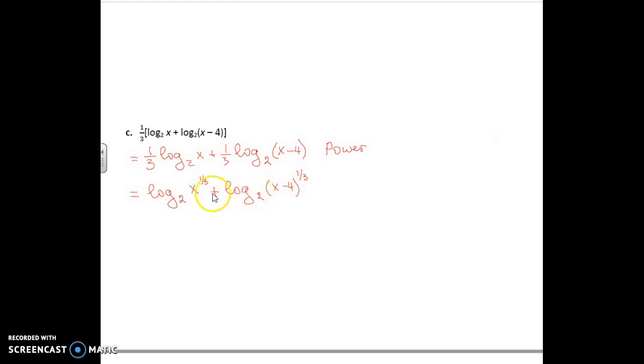Now we have a sum of 2 logarithms with the same base. That means that we can use the product property, and that will be equal to the log base 2 of the product of these 2 arguments. Now, if you have a power of 1/3, this is equal to the cube root. It is the same power for both of those, which is why I can just expand that cube root. And then we have x times x minus 4.